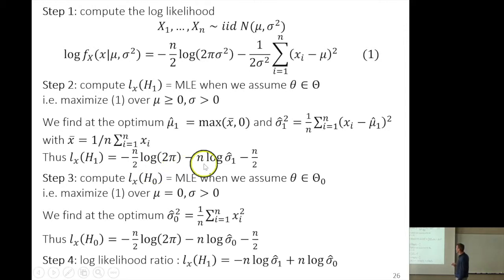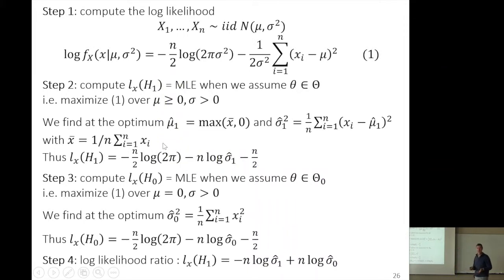So it's a constant minus n log sigma 1 hat here. We see that in the log likelihood, mu disappears, but it is present implicitly, because to compute sigma 1 hat, we need the value of mu 1 hat. So this is the first step we have for the likelihood under the general model.